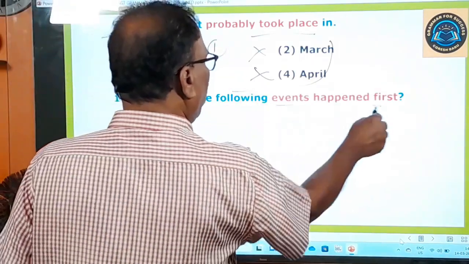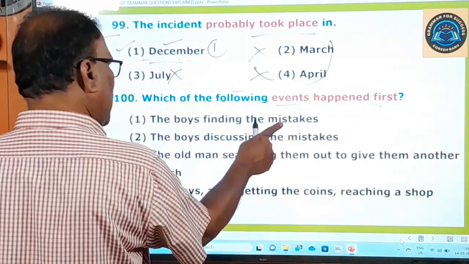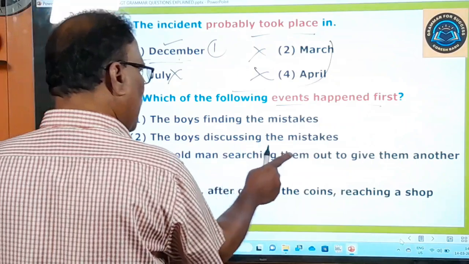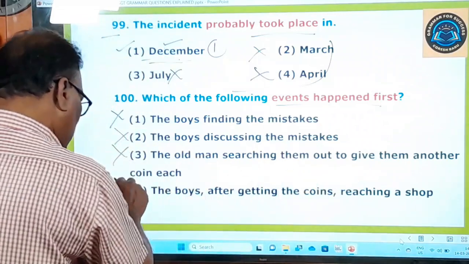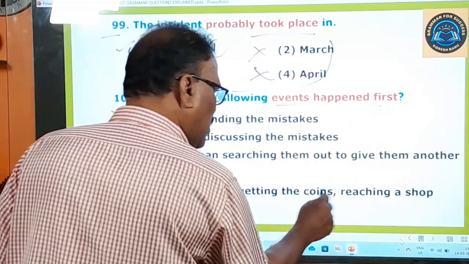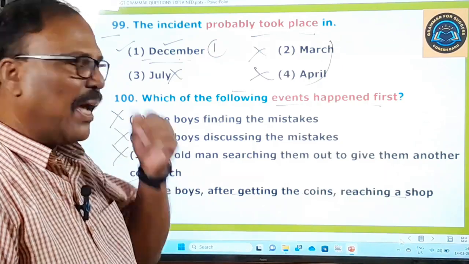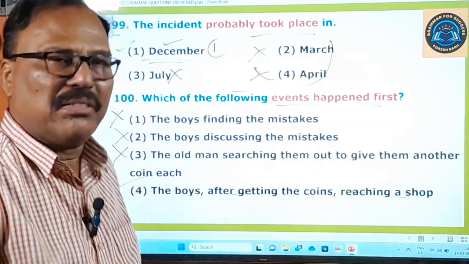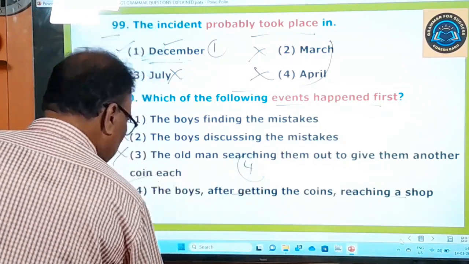Which of the following events happened first? The boys finding the mistakes? No. The boys discussing the mistakes? No. The old man searching them out to give them another coin each? No. The boys after getting the coins reaching a shop? This is the right one. This event happened first. The boys after getting the coins reaching a shop, they found out that the gentleman had given them 1 rupee coin each instead of a 10 paise coin. So all the three are wrong. Only the fourth one is the right one. And now let's move on to other questions.